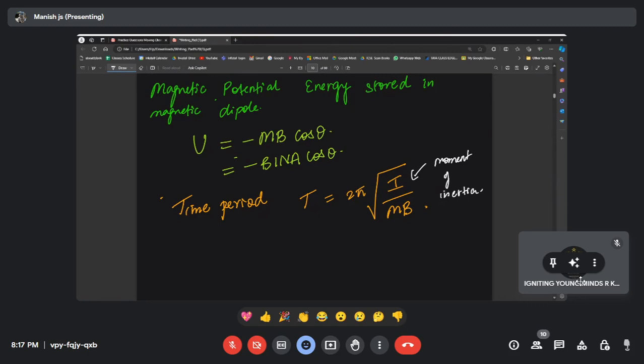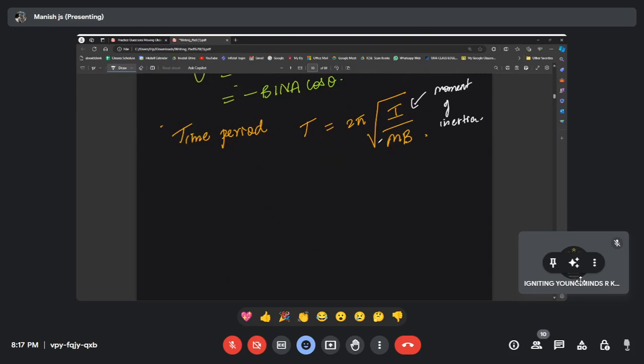Now, we have almost covered 90% and we are coming to the last topic, which is the moving coil galvanometer. There is one topic left, so we will see that also. What is meant by a moving coil galvanometer?